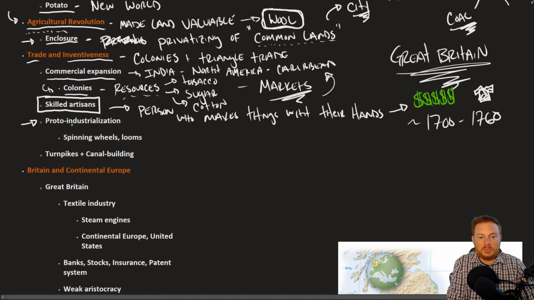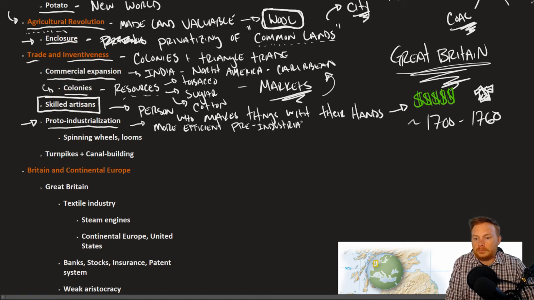This is known as proto-industrialization. We might think of proto-industrialization as not really the beginnings of industrialization, but a more efficient pre-industrial production. All right, that's just what we'll call it, right? Pre-industrial production. It involved technologies like spinning wheels and looms.